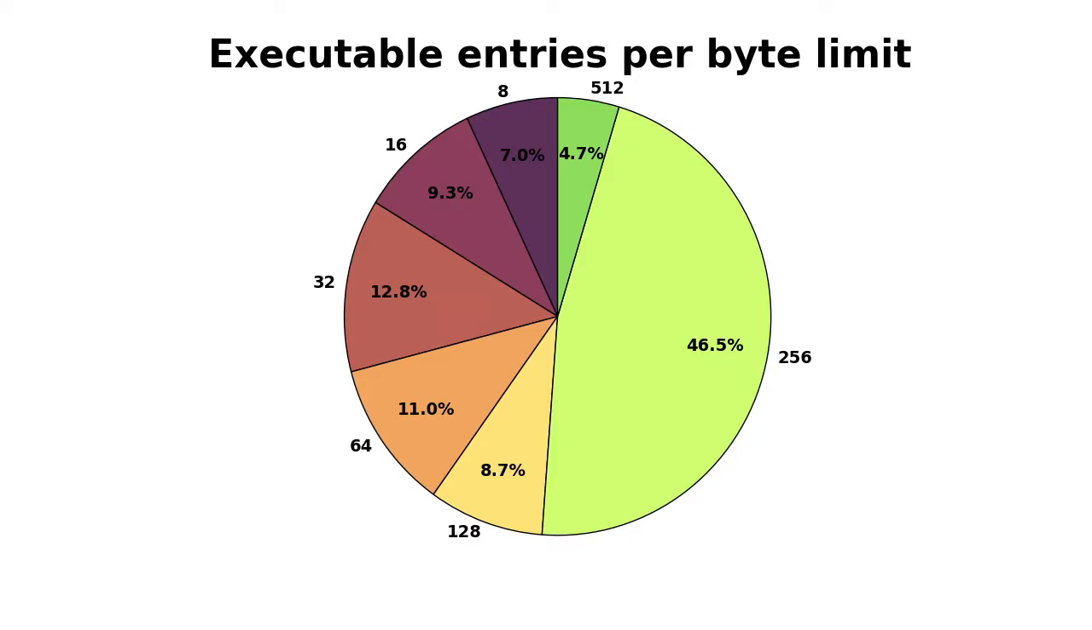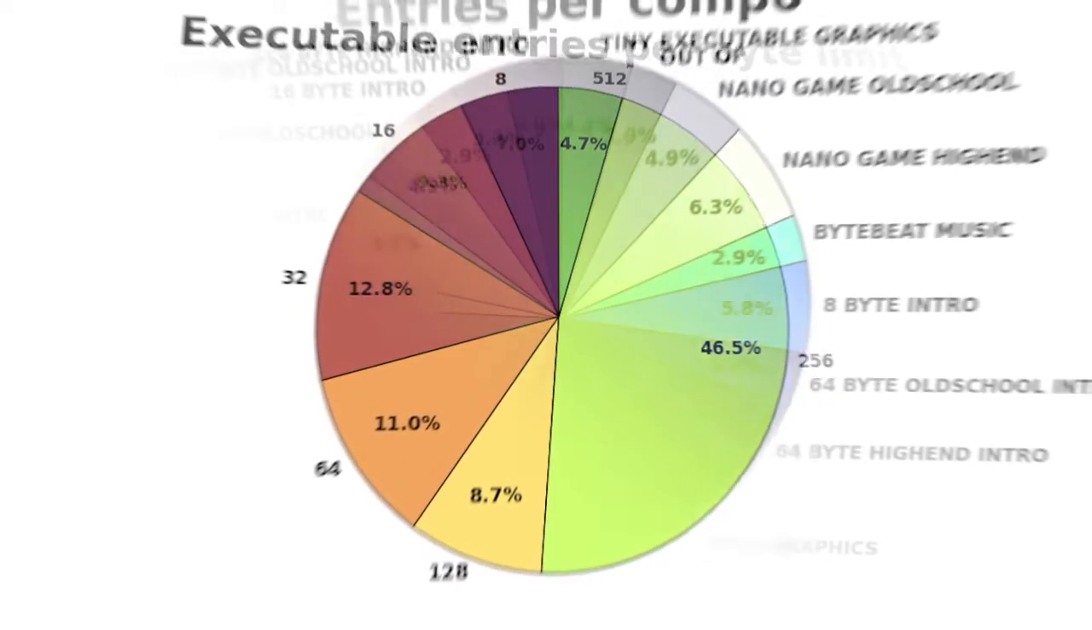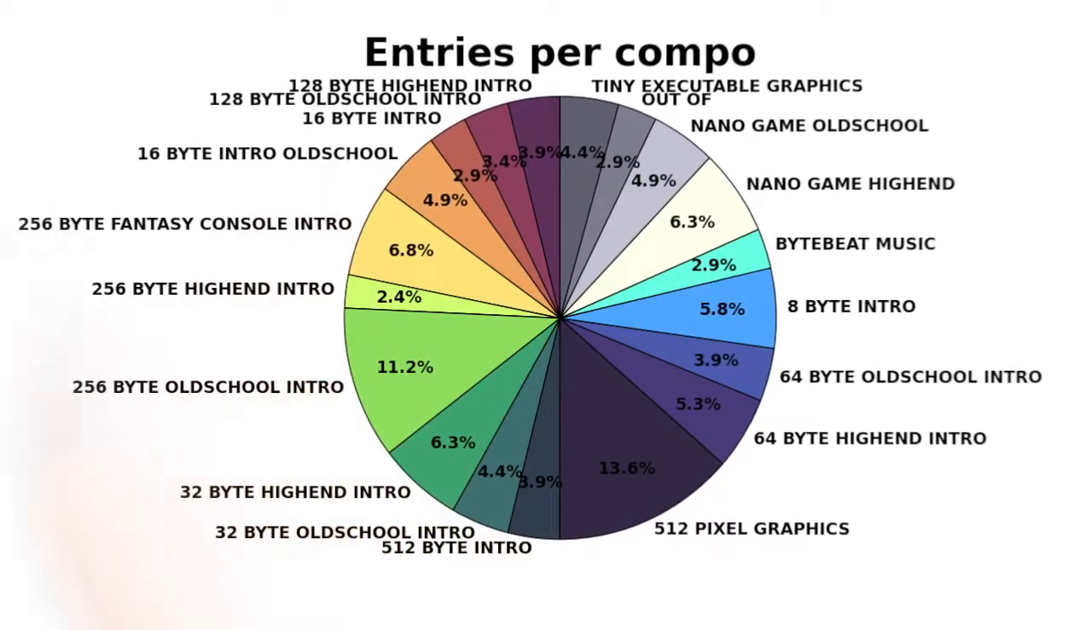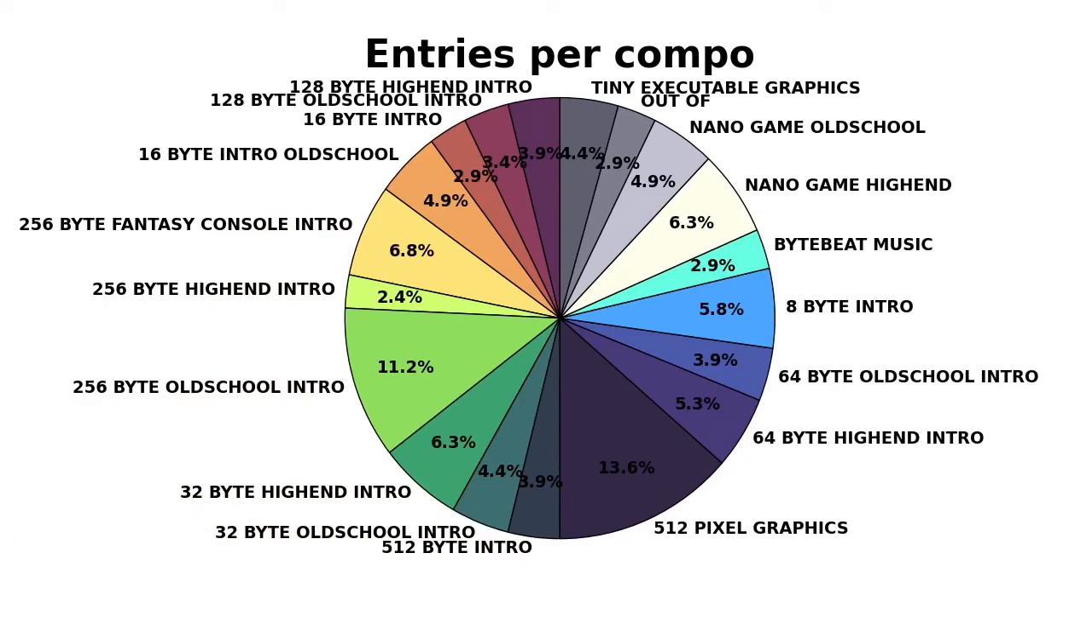But yeah, looking at the numbers, there are not that many big surprises in terms of that. Moving on to the next slide, we have the entries per compo. We also have a dominance of the 512 pixel graphics. Similar to last year, it was the competition that had the most entries, so this year we'll also take that crown.